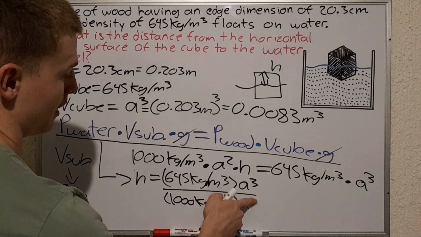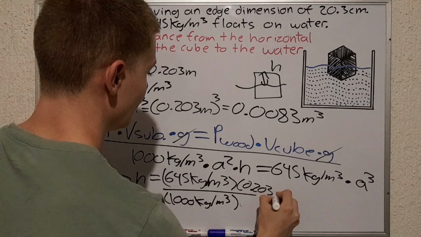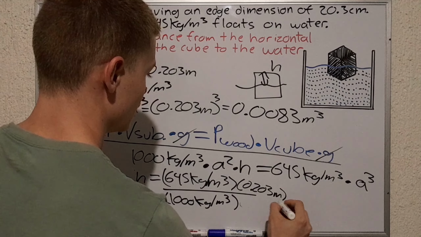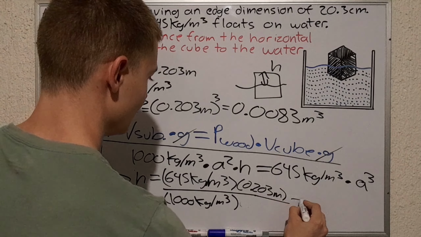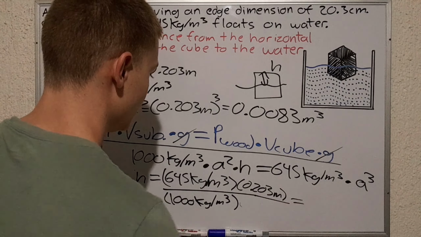So then we've got A, you can obtain H. Now A is, remember, 0.203. So then this will be 0.203 meters. And if we're gonna talk about H, which is distance, it's gonna be in meters.